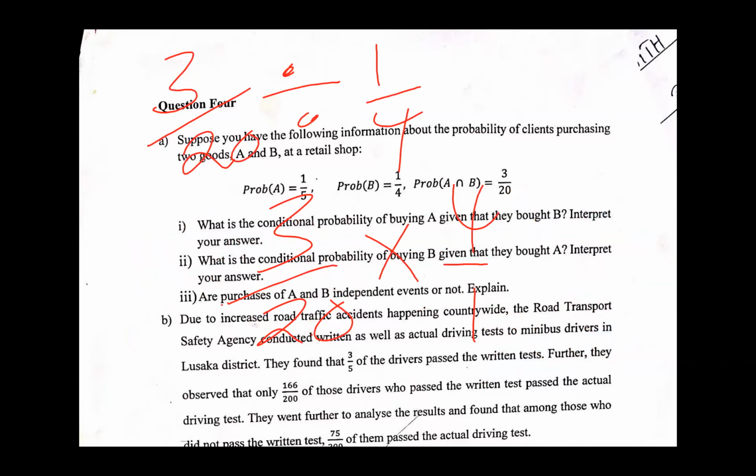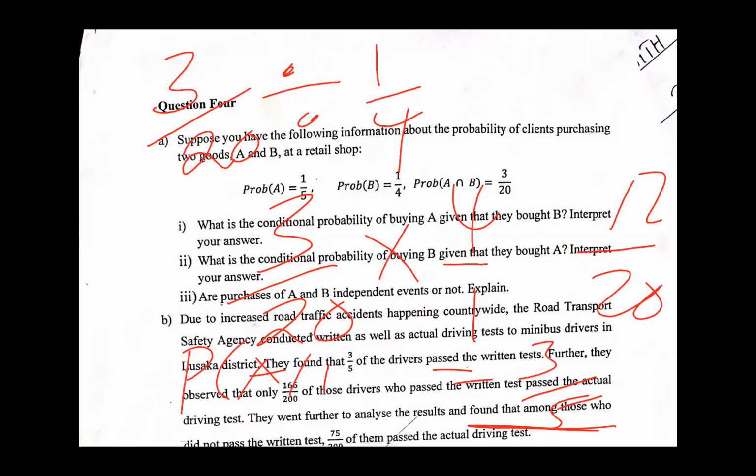3 over 20 is 0.15, and 1 over 4 is 0.25, but we can still leave it as a fraction. So 3 times 4 is obviously 12 over 20. When you reduce the fraction, it will be 3 over 5. This is the probability of getting A given B.